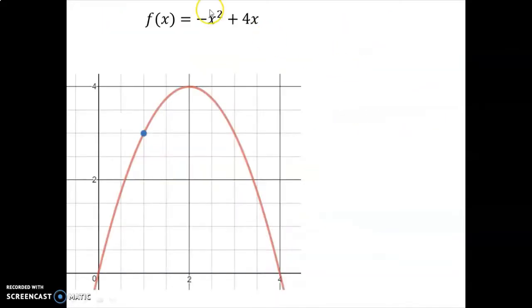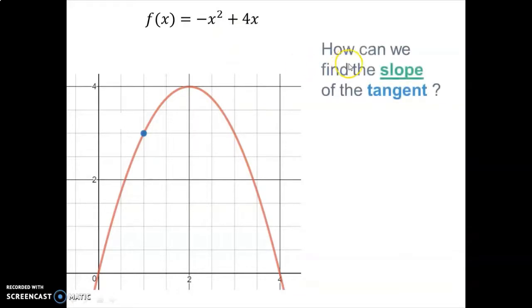So here we have a parabola, negative x squared plus 4x. There's the parabola. Let's say we were asked to find the slope of the tangent. Well, what tangent are we talking about? Let's talk about the tangent at this point. Let's say that is an x value of 1, and we can see that here. Here's 2, here's 0, and here's a 1. So at x equals 1, here's a tangent line.